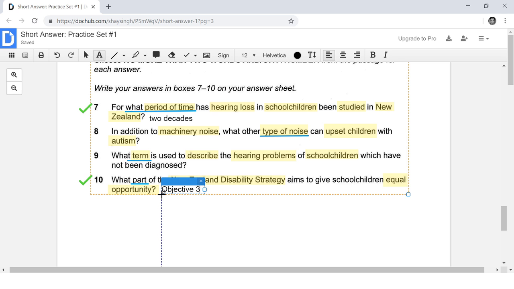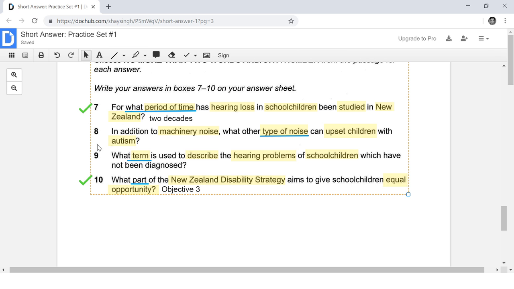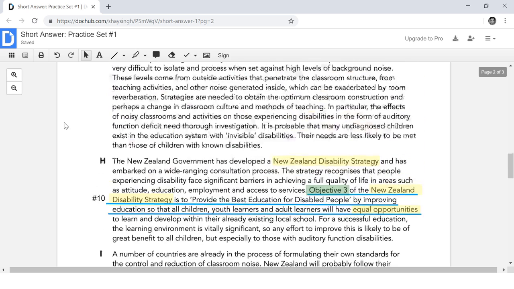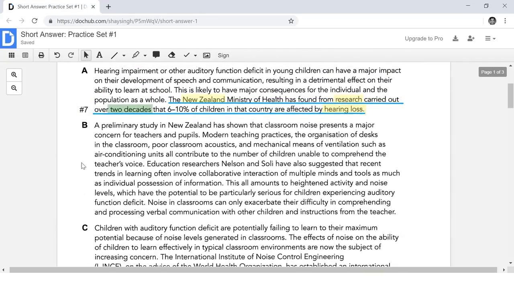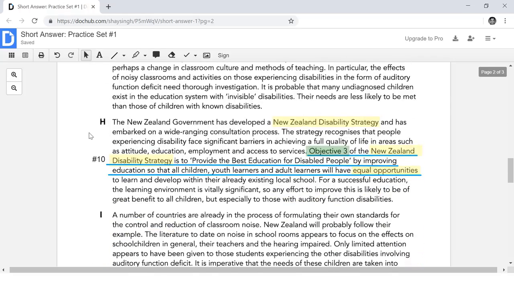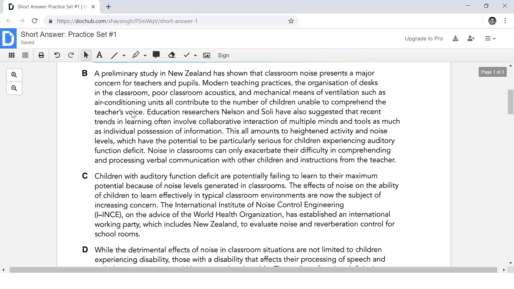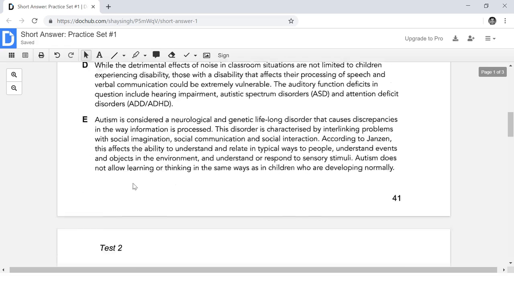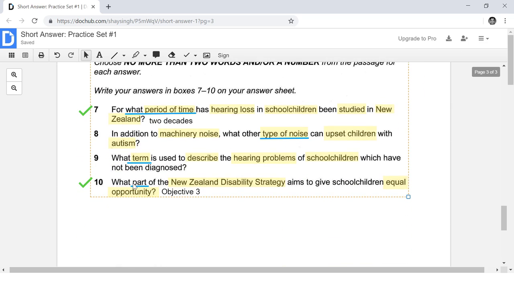Objective 3 is the correct answer to number 10. So now that we are done with this, we know that the answers to number 8 and number 9 are going to be found somewhere in between the answers to number 10 and number 7. Number 7 was up here, number 10 is down here. That means the answers to number 8 and 9 have got to be somewhere in between these two answers. Okay, somewhere in there. So let's go ahead and just do what we always do.